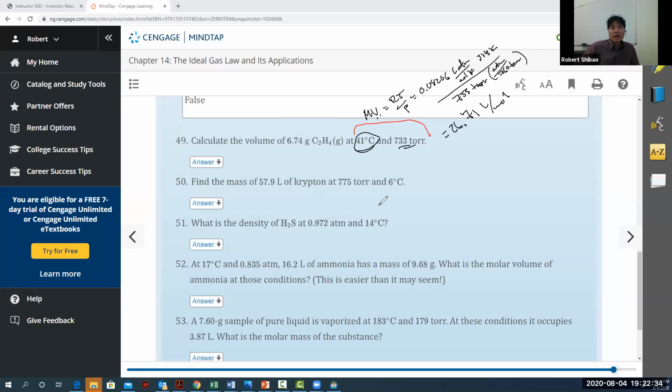Okay, and then we need the molar mass of ethylene or ethene. And so we got 2 carbons, it's 24.02. We got 4 hydrogens, it's 4.04. And so 28.06 molar mass. And so we'll just go 6.74 grams of C2H4. And then 1 mole of C2H4 weighs 28.06 grams.